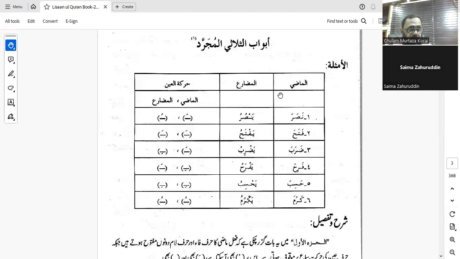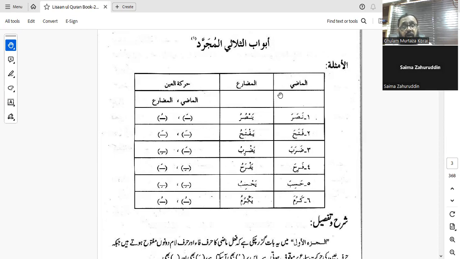Three sigas for mudhakkar ghaib: nasara, nasara, nasaru. Three sigas for muannas ghaib, means you're talking about them. Like the first one nasarat, nasarata, and the third one nasarna. So nasarat is mufrad muannas ghaib, and nasarata is muthanna muannath ghaib in mazi, and nasarna is more than two, three or more. They are muannath and ghaib and in mazi.